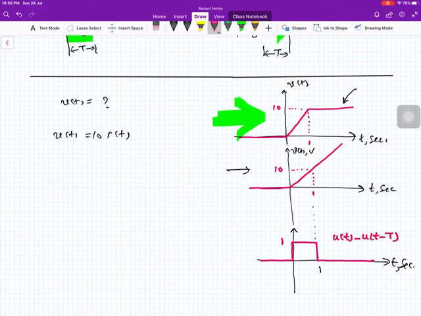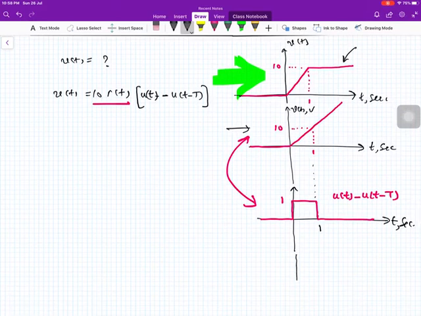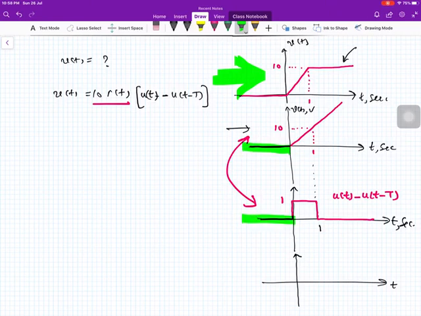Now if we multiply these two functions, that means we multiply 10 r(t) and u(t minus 1), what will be the result? We can see over here t, and the result of multiplying these two from minus infinity to 0 is 0 multiplied by 0, and this is 0 over here.